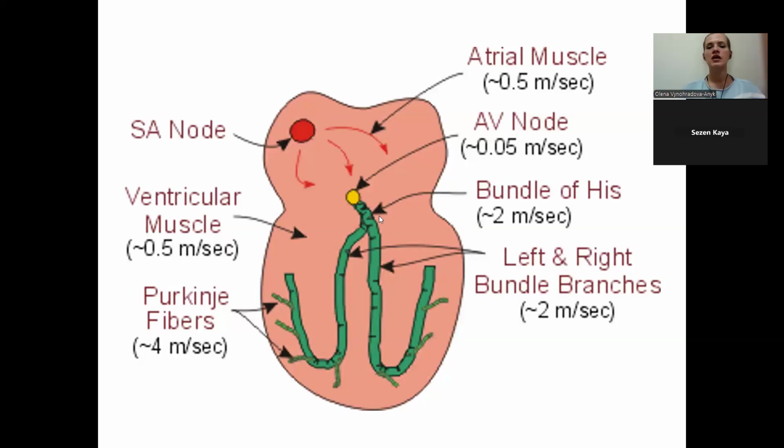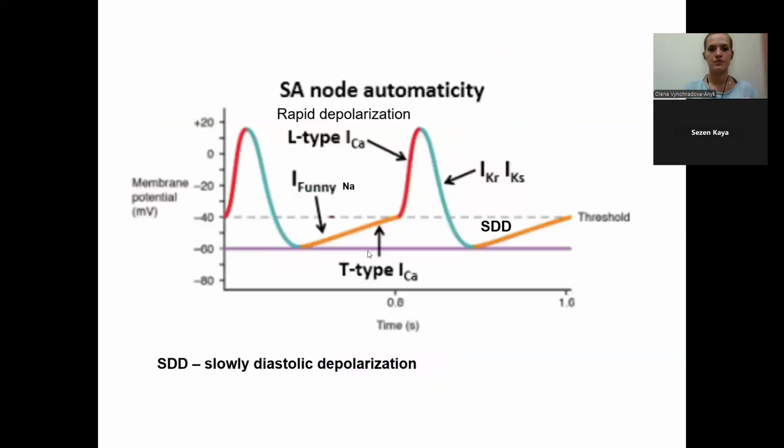And after that, the speed of signal transmission increases severalfold: the bundle of His 2 meters per second, and the bundle branches and Purkinje fibers 4 meters per second. So the signal is transmitted maximally quickly through the ventricles, and the ventricles contract.